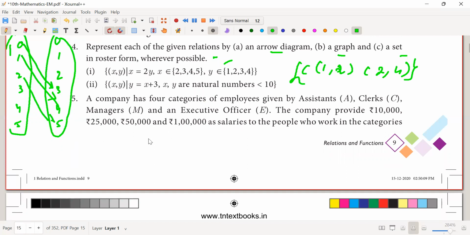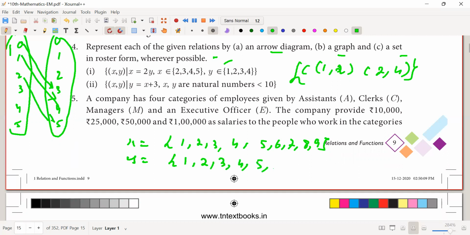Both are natural numbers less than 10. So x equals 1, 2, 3, 4, 5, 6, 7, 8, 9. Y is also the same: 1, 2, 3, 4, 5, 6, 7, 8, 9. Then applying y equals x plus 3, when I substitute x equal to 1, y equals 4.